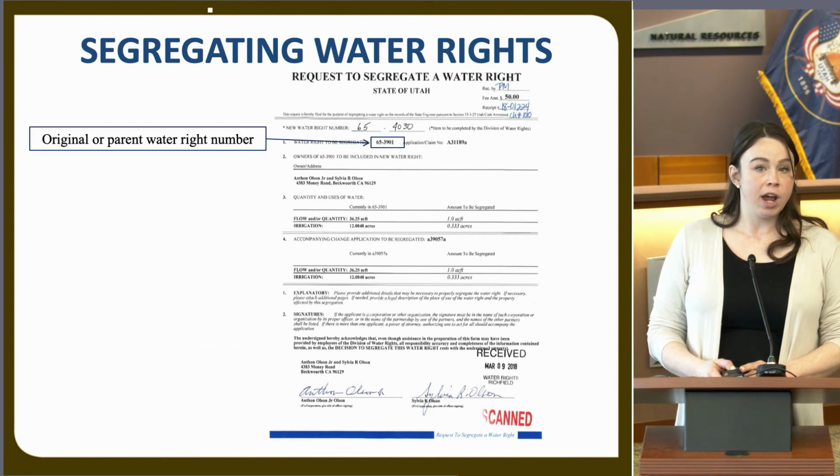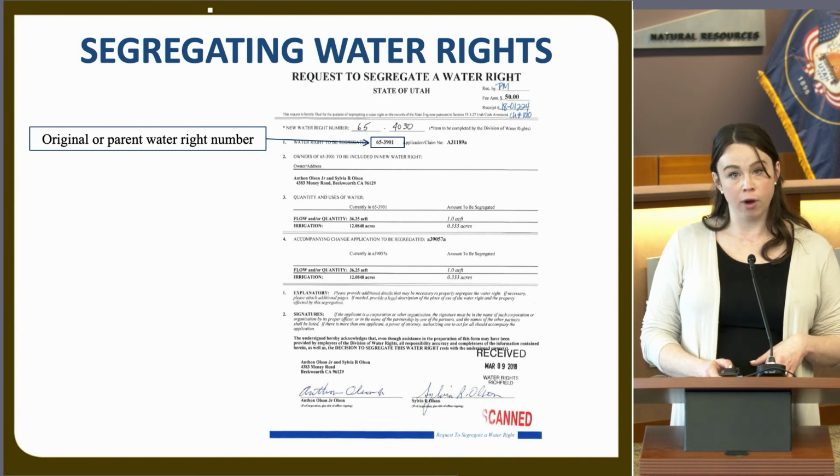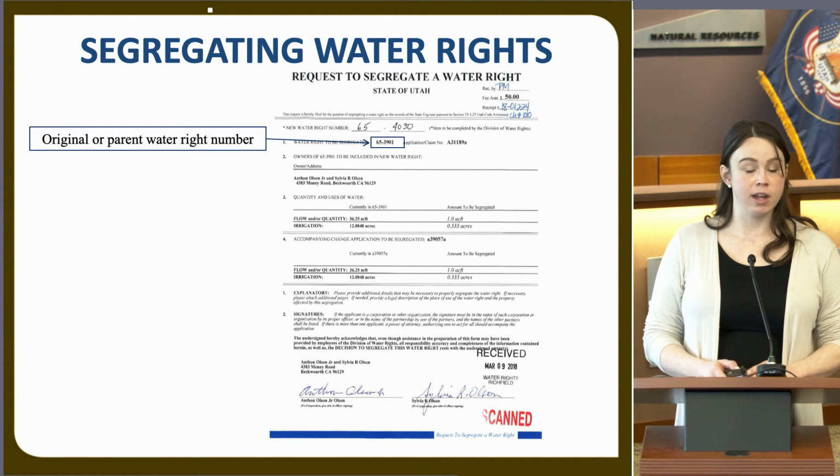The first is I would have put in my parent water right number, or the water right number I am segregating from, which in turn will populate all of the left side of the document that you're going to see here.